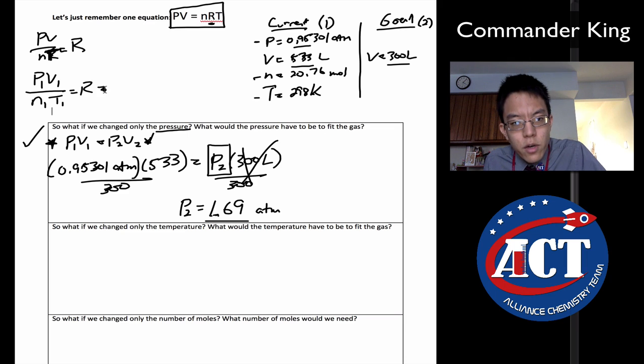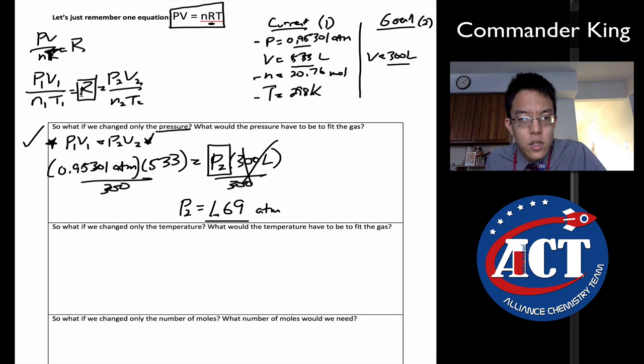And I also know that R is also the pressure 2 times the volume 2 over n2 T2. So whatever I have here, if I put them in the equation like this, they also have to equal R, this constant. So basically now, since they both equal R, they have to equal each other.